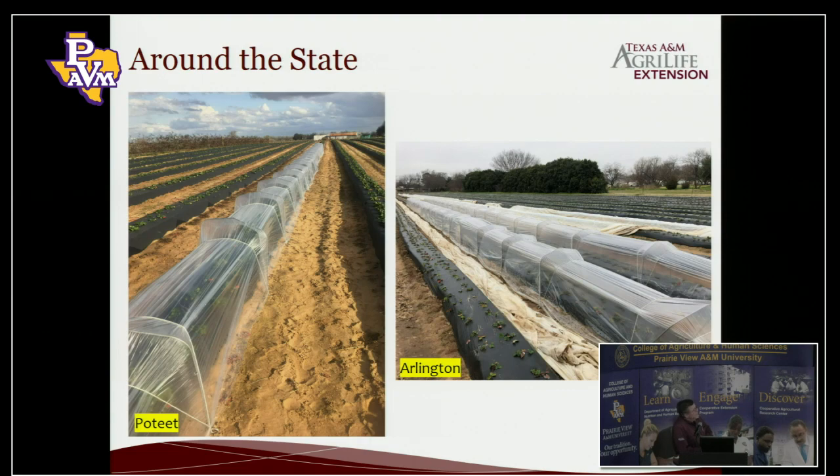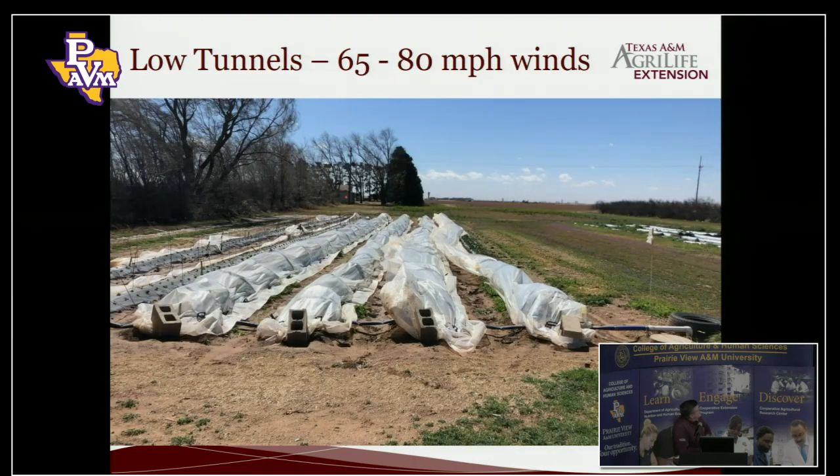Right. Yeah, so you can see here that we do have hedgerows here and over here. Of course, the worst winds are coming out of the north when we get the cold temperatures. That's why we put our high tunnels going north and south, so there's less resistance from the wind.